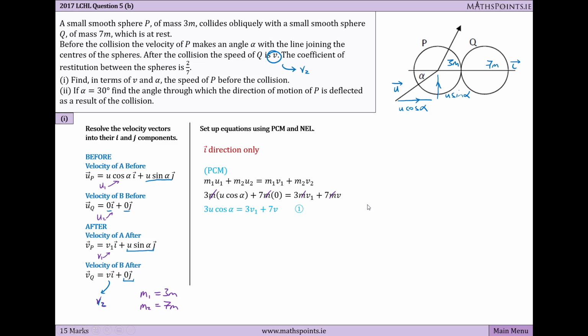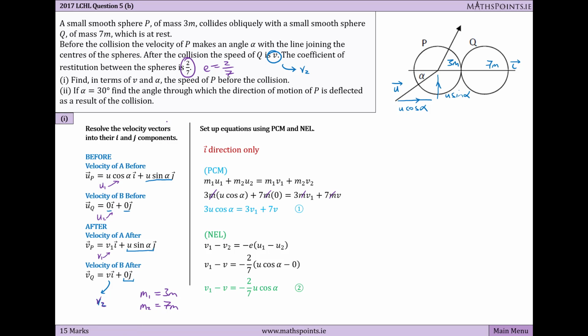For equation 2, we're going to set up the NEL. So the difference between the velocities after the collision is equal to minus e multiplied by the difference between the velocities before the collision. We've been given a value of e in the question. e is equal to 2/7. So plugging in the known values, we have v1 minus v is equal to minus 2/7 times u cos alpha minus 0, and that gives us equation 2. v1 minus v is equal to minus 2/7 u cos alpha.